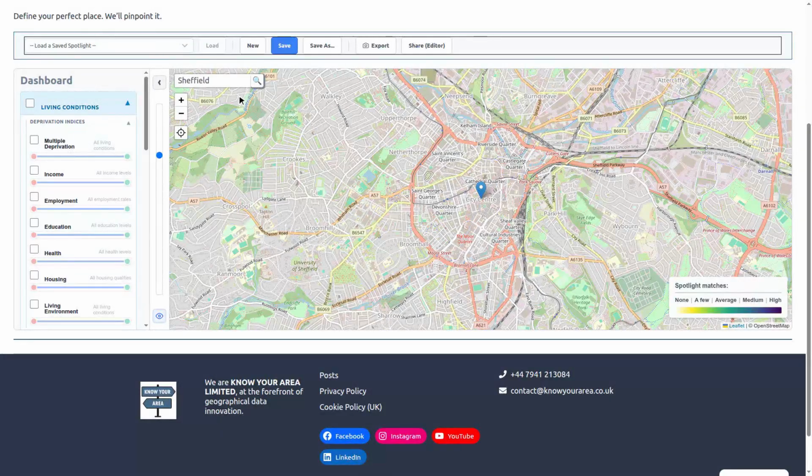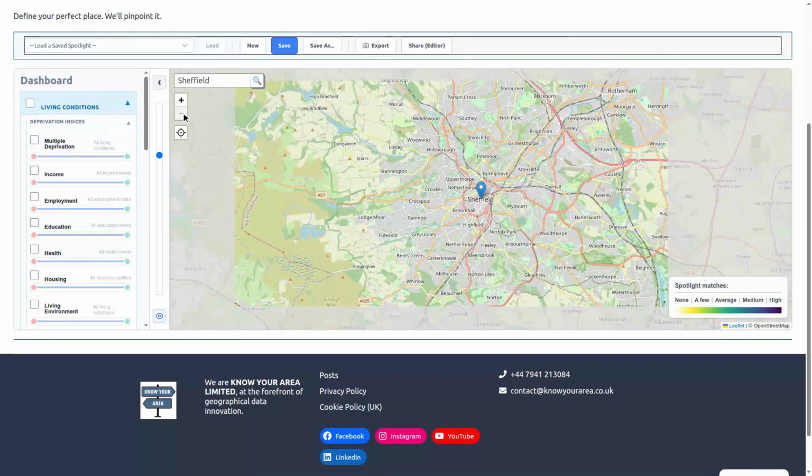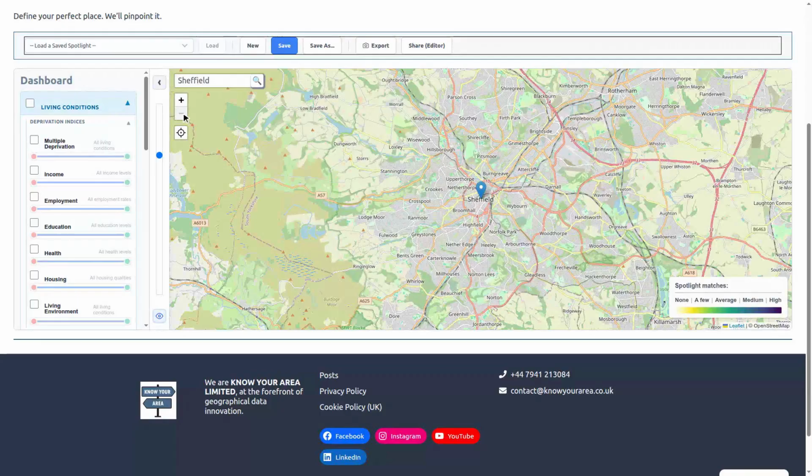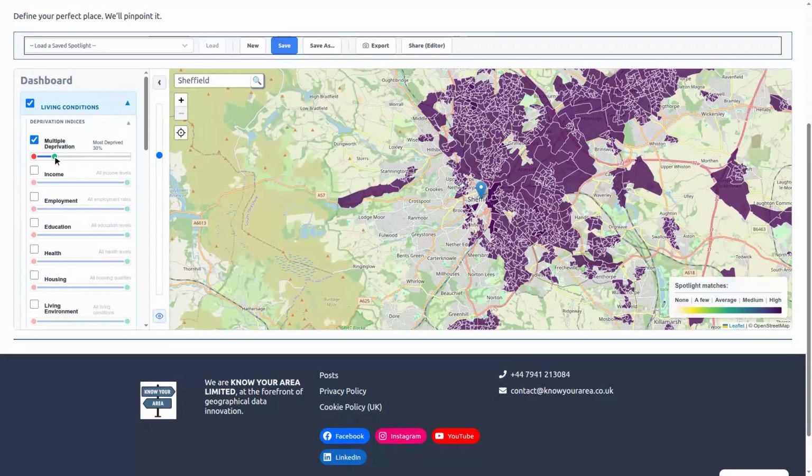Right now, the canvas is completely neutral, but watch how quickly the truth comes to light as we begin stacking our criteria. First, let's enable the multiple deprivation filter and tune it to target the most challenged 20% of the population. Notice how the map instantly reacts, turning dark in the exact neighbourhoods that qualify.